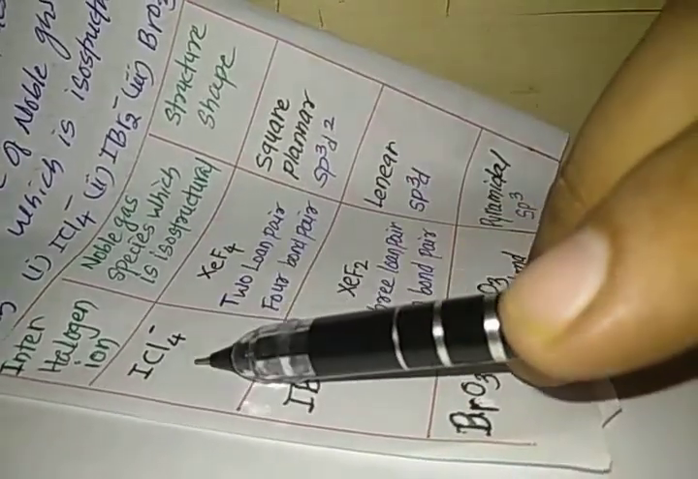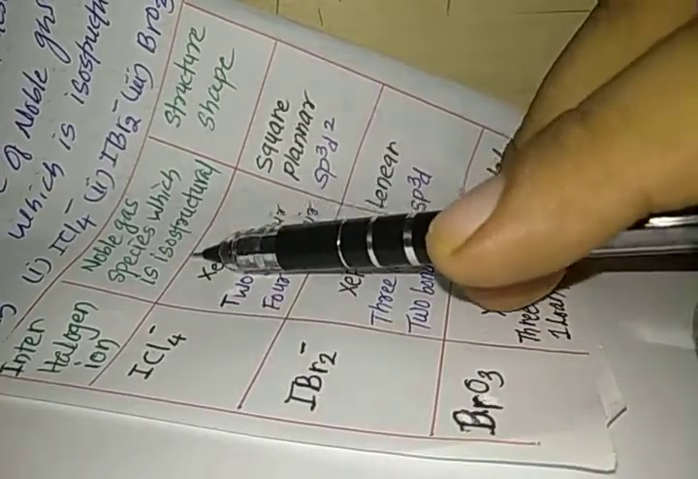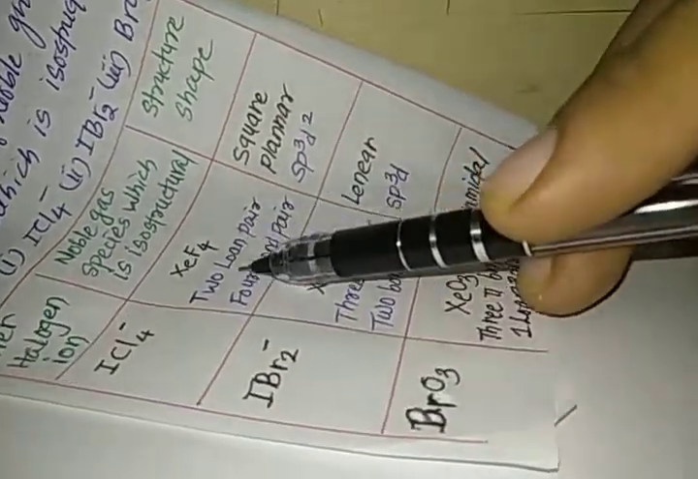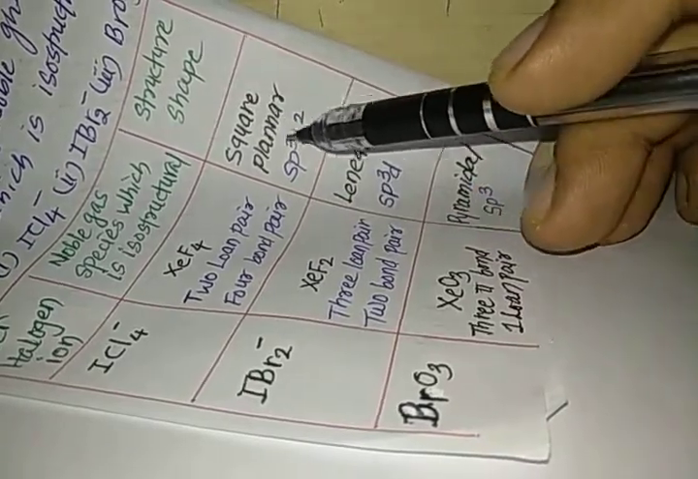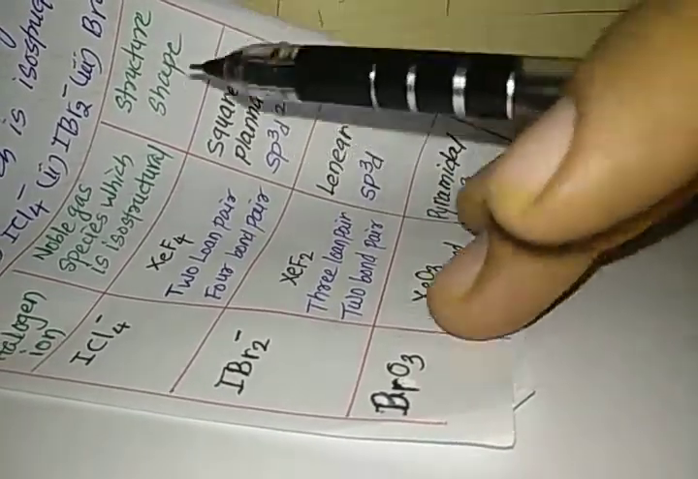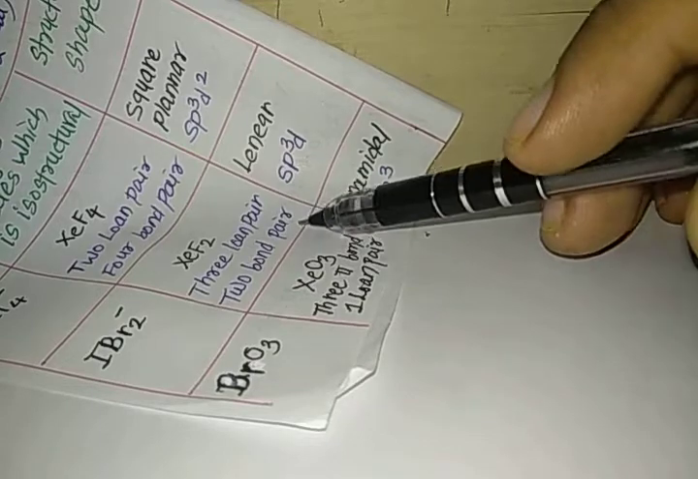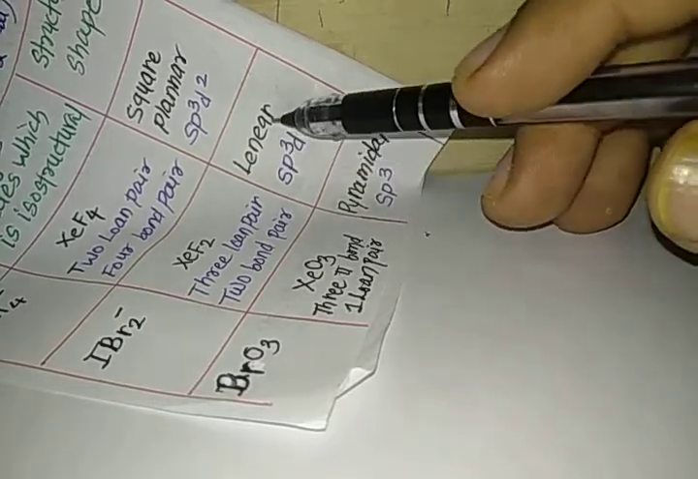ICl4 minus is isostructural with XeF4, with 2 lone pairs and 4 bond pairs. They form the square planar structure with sp3d2 hybridization. IBr2 minus is isostructural with XeF2, with 3 lone pairs and 2 bond pairs. They form a linear structure with sp3d hybridization.